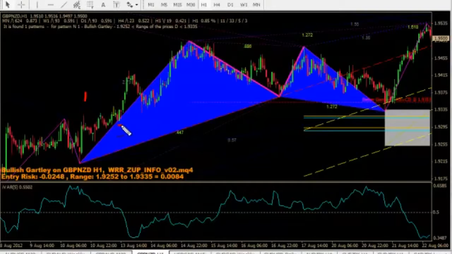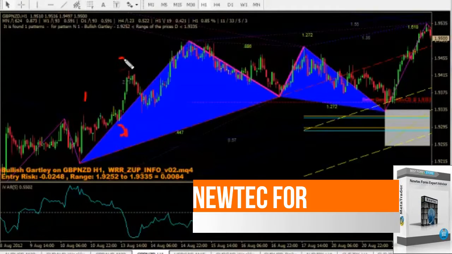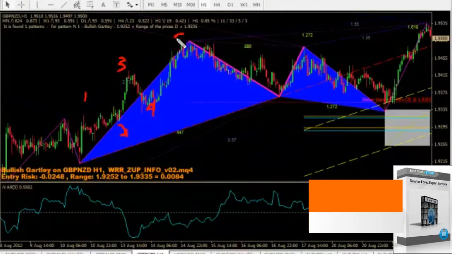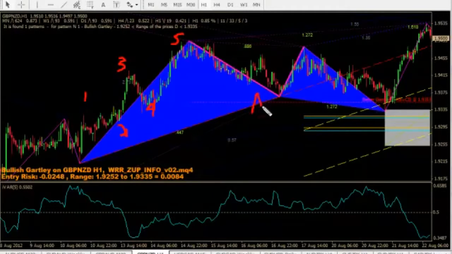This is a bearish Gartley pattern right here, and over here there is a perfect uptrend followed by a correction, and if the correction conforms to certain Fibonacci ratios, then it's identified as a harmonic pattern.